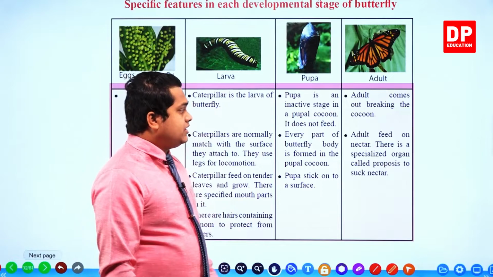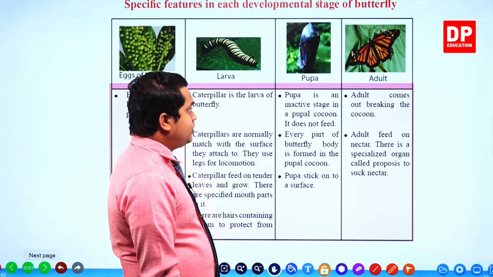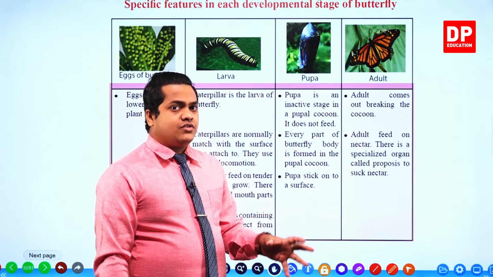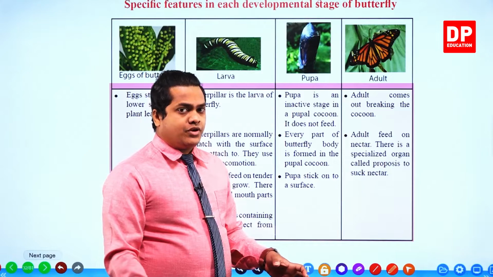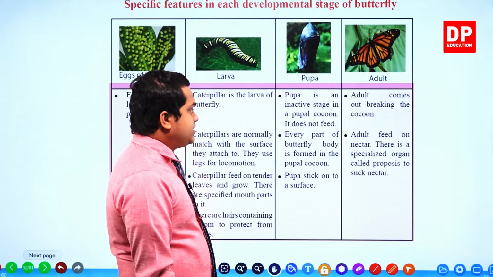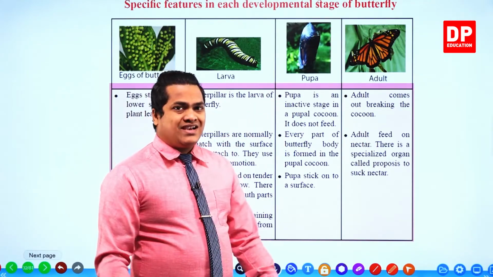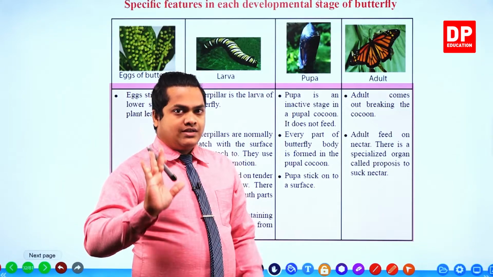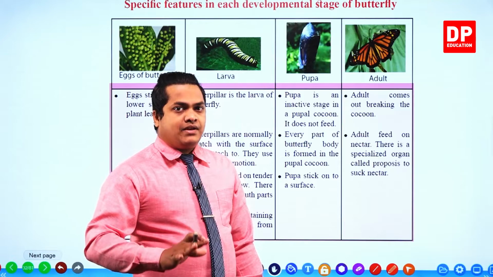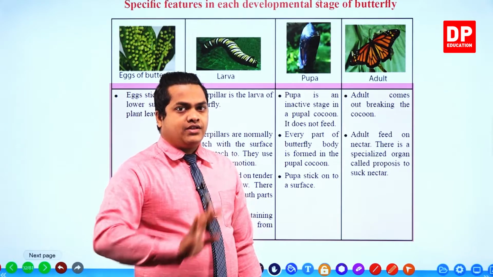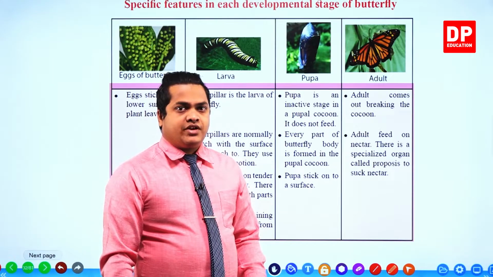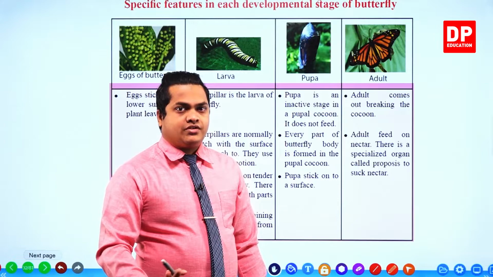Now let's head on to the third one, the cocoon. So like the egg stage, the pupal stage or the cocoon stage is also an inactive stage, my dear children. I told you that. So pupa is an inactive stage in a pupal cocoon. It does not feed. As it cannot move, it does not feed at all. That's why it is referred to as an inactive stage. All the nutrition taken by the caterpillar is now enough to grow into an adult. Okay. Within the pupal cocoon, the necessary nutrients are there. So it's not going to feed.